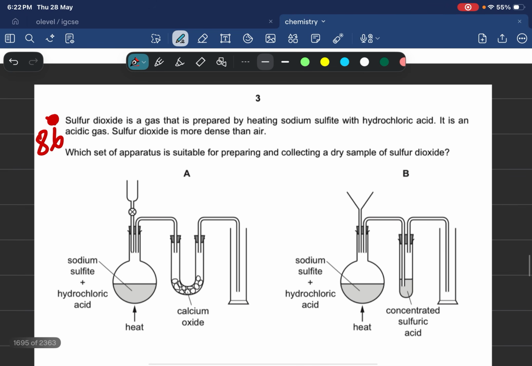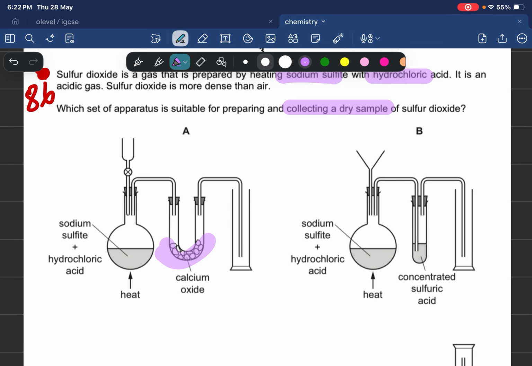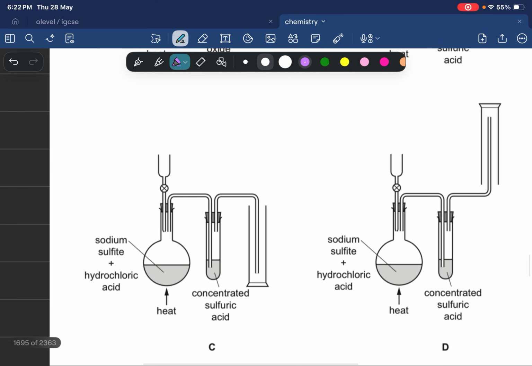Sulfur dioxide is a gas that is prepared by heating sodium sulfate with hydrochloric acid. It is an acidic gas. Sulfur dioxide is more dense than air. Which set of apparatus would be suitable for preparing and collecting? Firstly, it is an acidic gas, so we're not going to use calcium oxide to dry it. We're going to use acid. Okay, we have acid here and we have acid here.